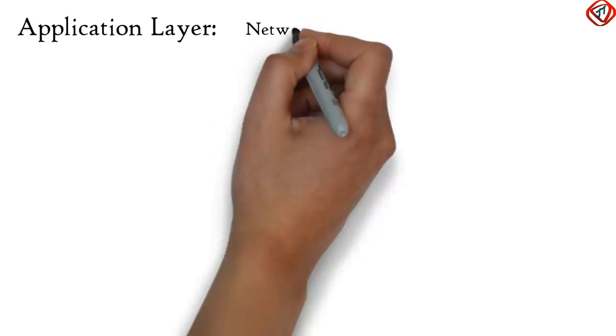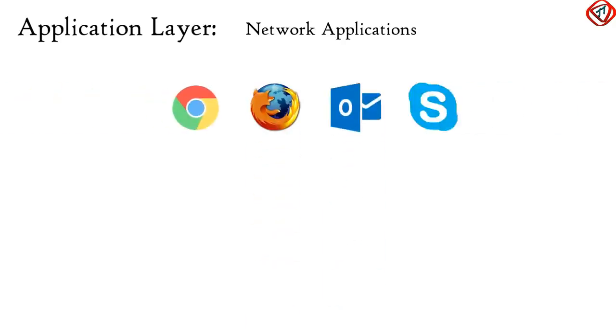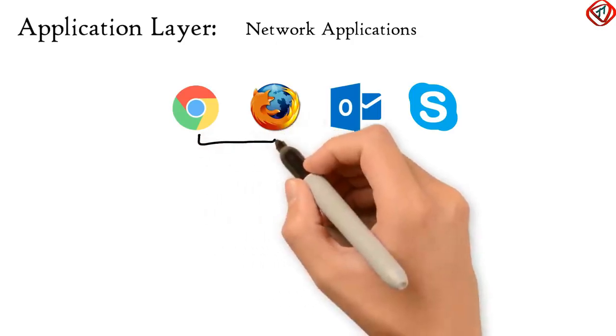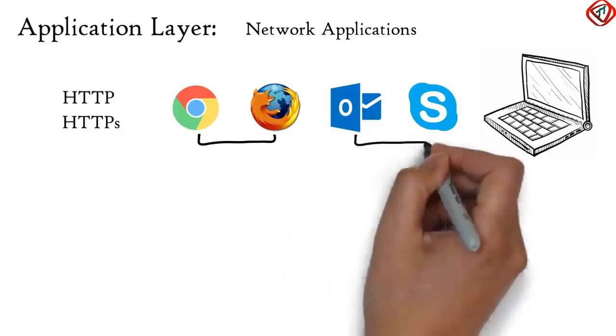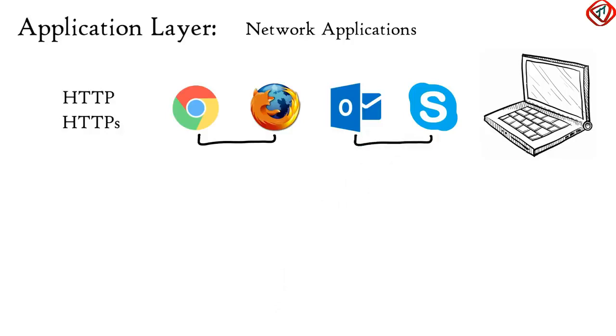Application layer is used by network applications. Network applications means computer applications that use the internet, like Google Chrome, Firefox, Outlook, Skype, etc. A web browser is a network application running in your PC. It does not reside in the application layer, but it uses the application layer protocols HTTP or HTTPS to do web surfing. Not only web browsers, but all network applications, including Outlook, Skype, etc., are dependent on application layer protocols to function.